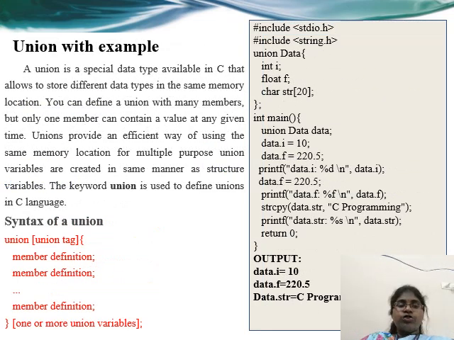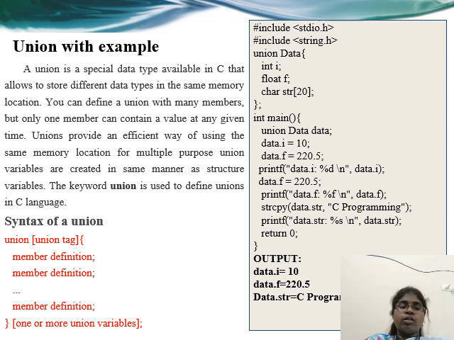The topic is union with example. What is union? A union is a special data type available in C that allows you to store different data types in the same memory location. You can define a union with many members, but only one member can contain a value at any given time. Unions provide an efficient way of using the same memory location for multiple purposes.